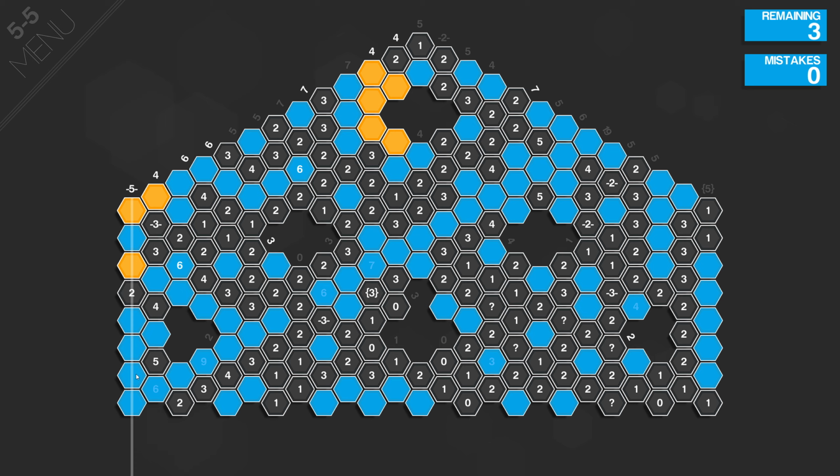This 5 now has 1, 2, 3, 4, 5 on its vertical. This 2 gets a 2nd. We've solved that. We've solved that. We've solved that. So we have 2 remaining to make all of these clues complete. So 1, 2, 3, 4, 5, 6.